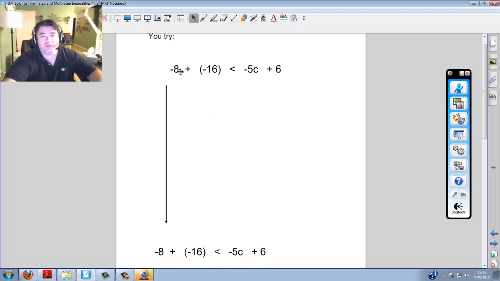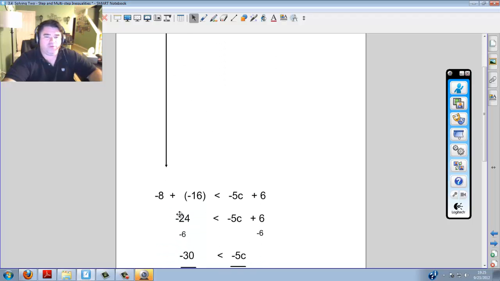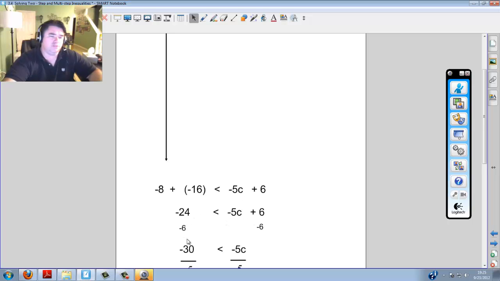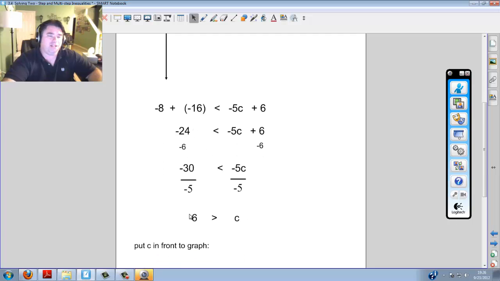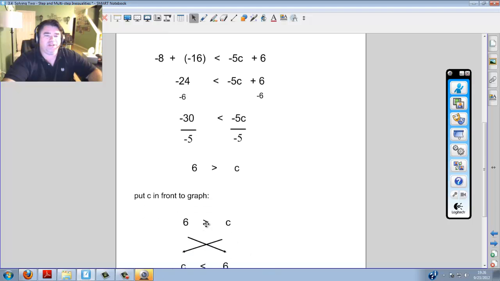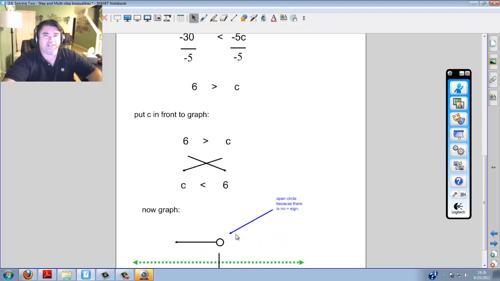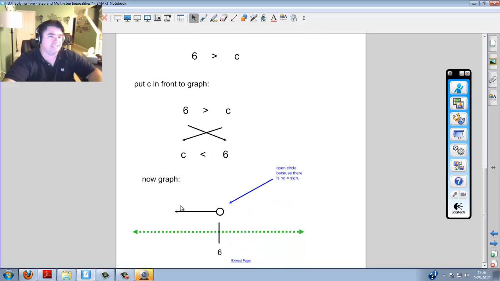Alright, so hopefully you combine negative 8 and negative 16 to make negative 24. Now instead of plus 6, we're going to minus 6. Minus 6 to one side, minus 6 to the other, makes negative 30, is less than negative 5c. Don't forget, instead of times negative 5, divide negative 5 to the right, and then left. Makes positive 6, but because we divided by negative, sign switches from less than to greater than. Although, c switches again. C and 6 switch, so the sign has to switch. So c is less than 6. So action at 6, open circle, less than.